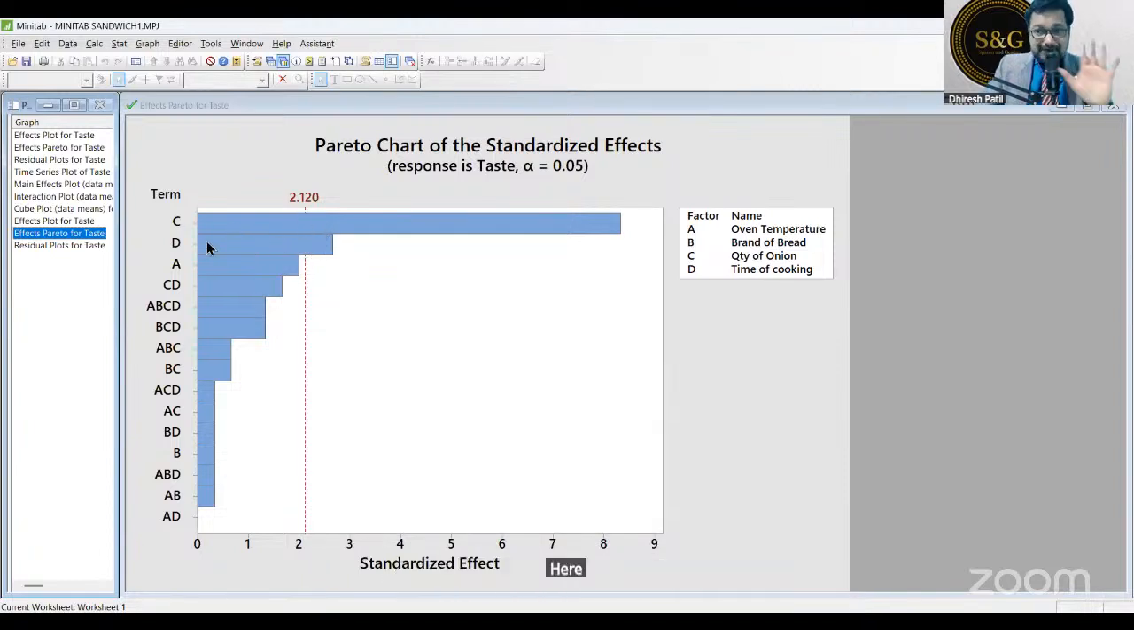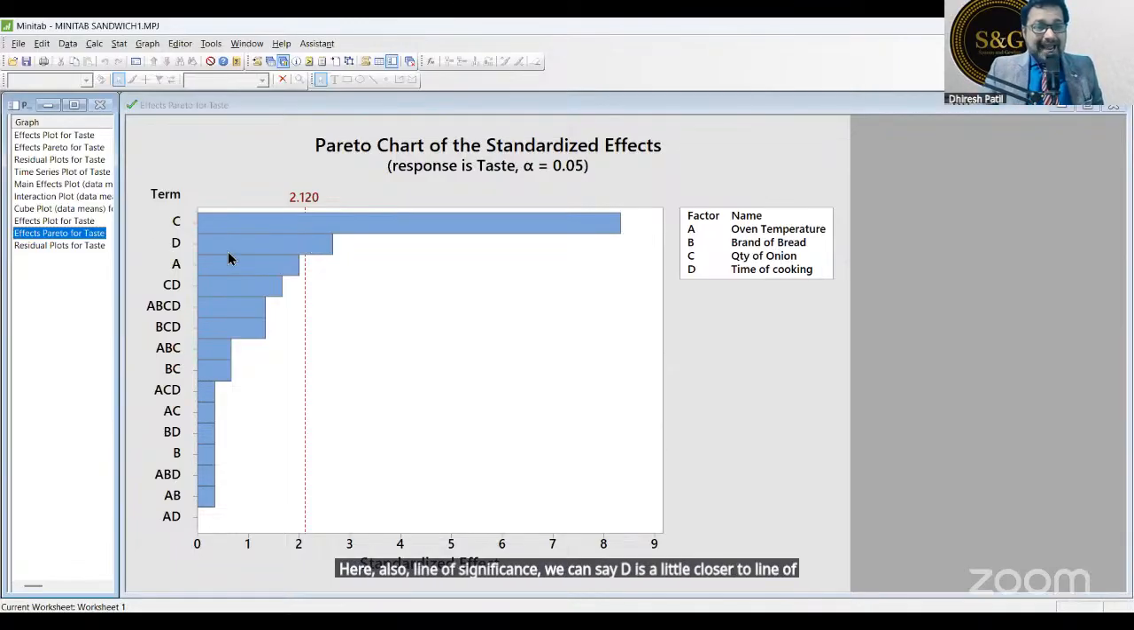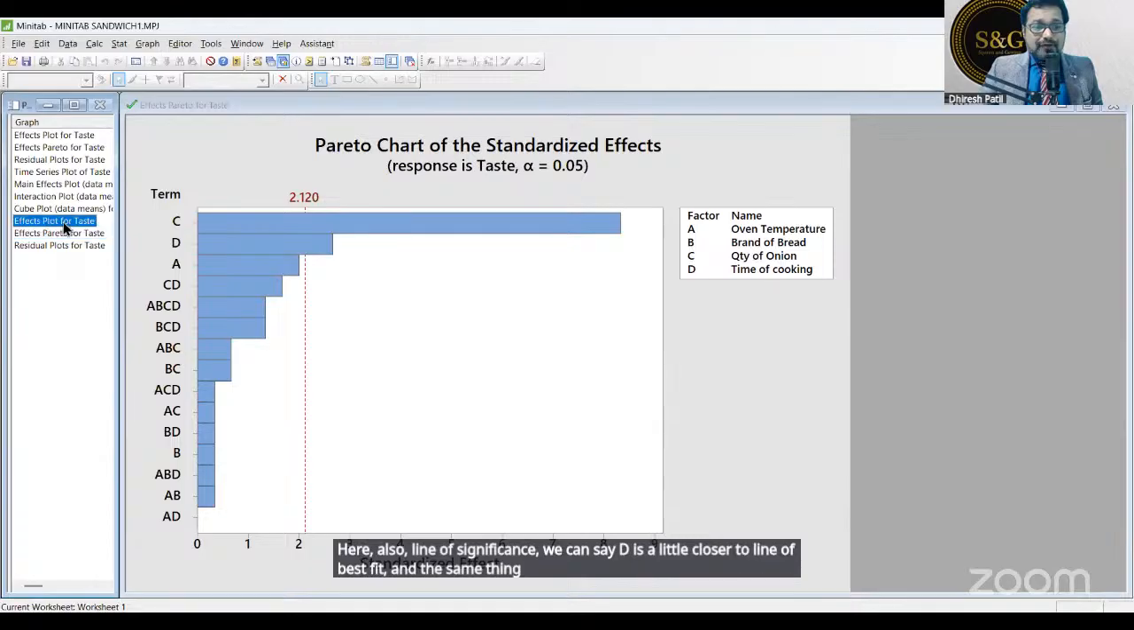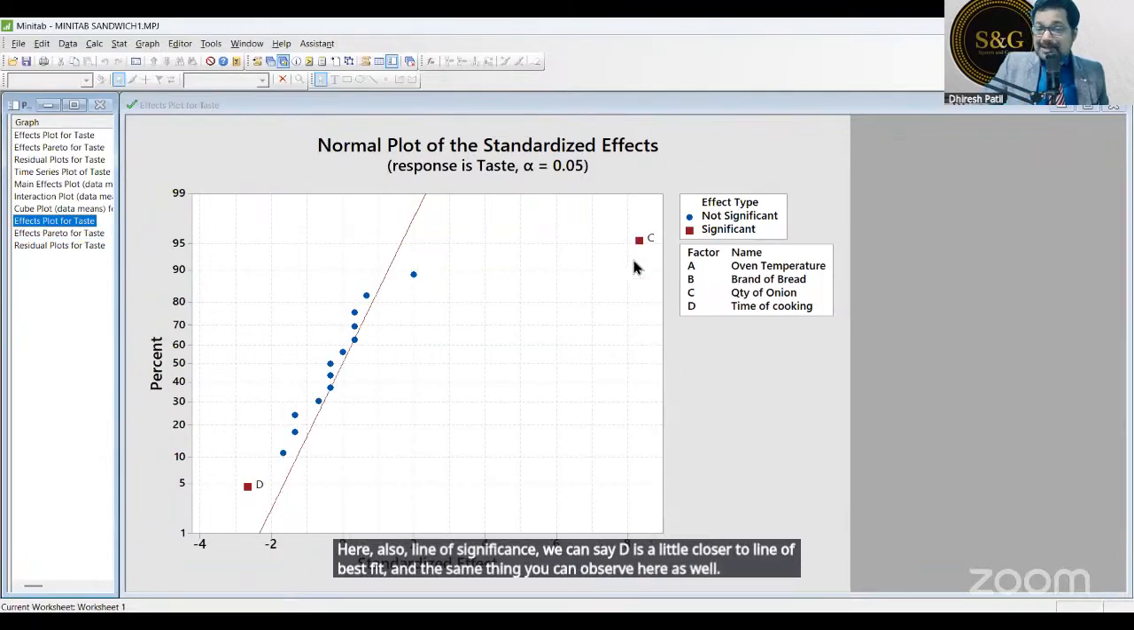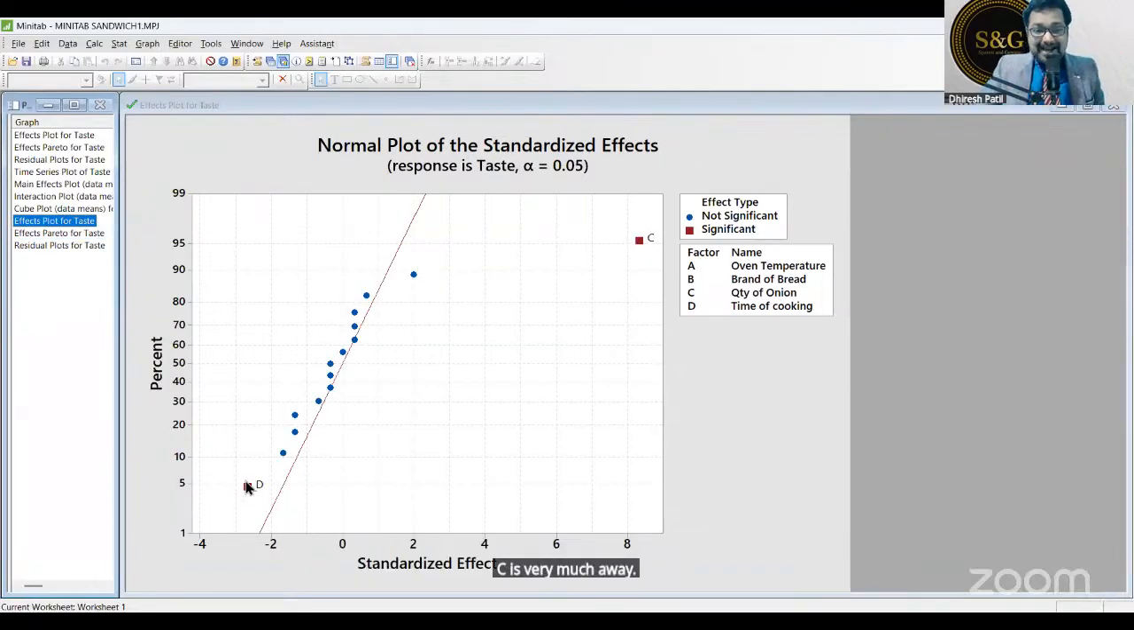Here also, on the line of significance, we can say D is a little closer to the line of best fit, and the same thing you can observe here as well. C is very much away and D is a little closer to the line of best fit. If they are very close, then they are not significant. If they are away, then they are significant. That's how basically we have to read this graph.